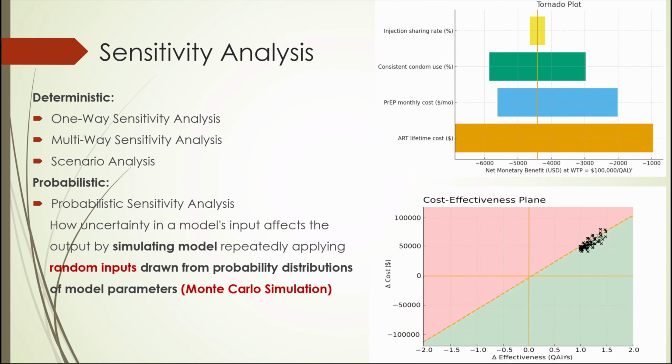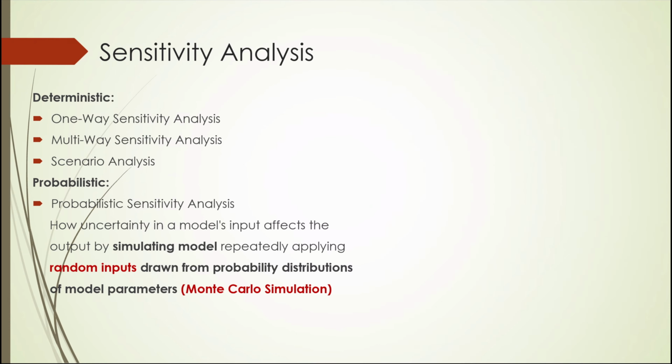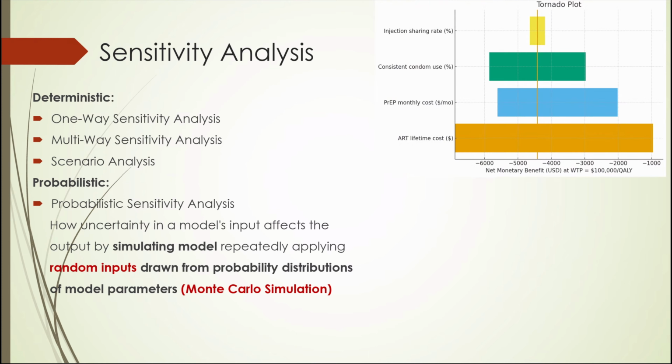For sensitivity analysis, there are two types that we can use to calculate the scenarios. The first is deterministic, and the second is probabilistic. By deterministic, I mean that we change the input parameters for one input, which is called one-way sensitivity analysis, or a couple of inputs, which is multi-way sensitivity analysis. And we report the results in a way that is called a tornado plot.